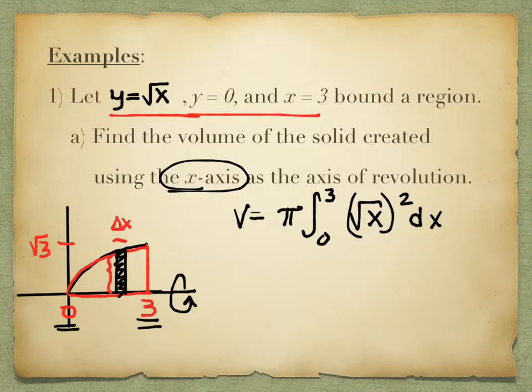But I like square rooting squares. I like squaring square roots, let's say it that way, because that's really nice. What happens when I integrate this? Or what happens when I simplify this before I integrate?